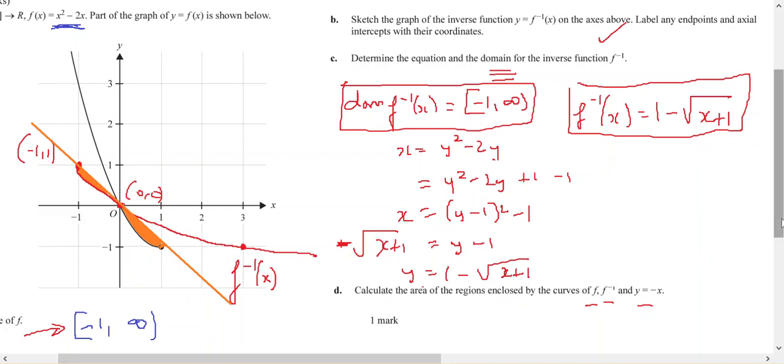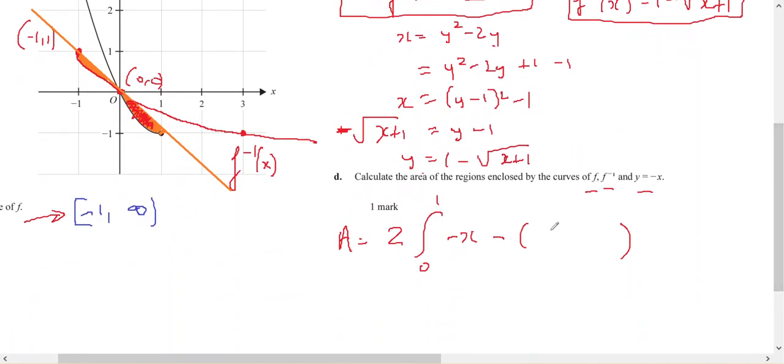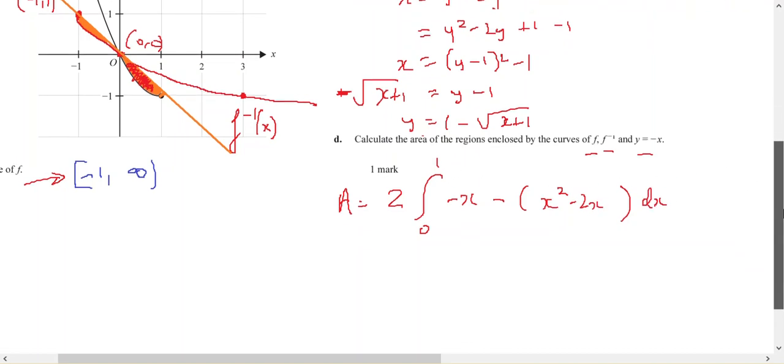So what would I like to do? I would like to say this area here and then double it. This area here and then double it. So the area I'm looking for is going to be 2 lots of, from 0 to 1, top curve is minus x, minus bottom curve, which is my parabola, and my parabola is x squared minus 2x, dx. So that will be the area I'm looking for.